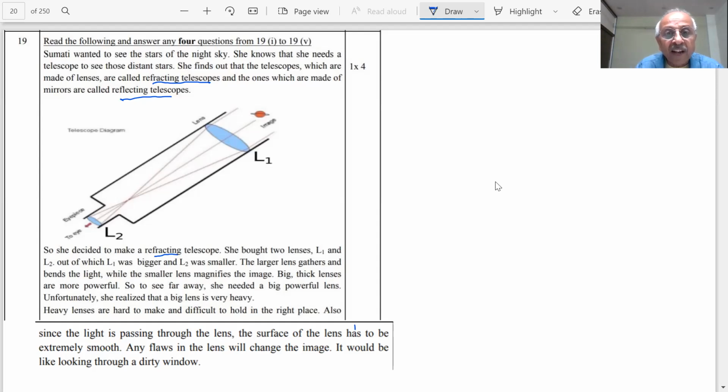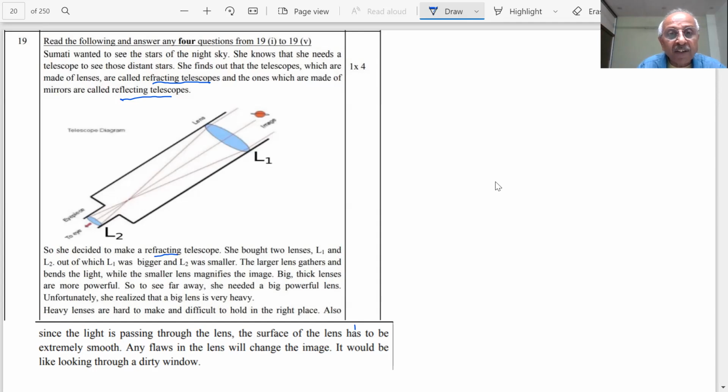Further, the larger lens gathers and bends the light. He writes, this is the larger lens which gathers the light, while the smaller lens magnifies the image. The smaller lens, which is your eye lens, will magnify the image. So you will see a magnified and bigger image of the distant object, student.